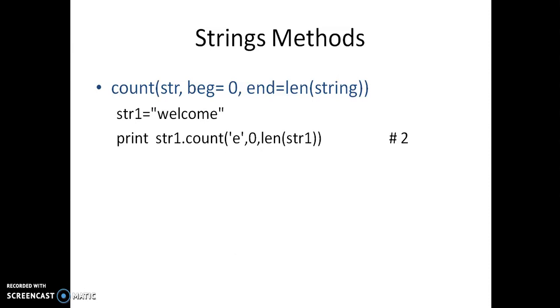Here the beg and end parameters are optional parameters, which we can also call default parameters. Beg already has a default value 0 and end has the default value len of string. So these two parameters we need not give if you want to count the required character throughout the string. If it is required to be counted in a part of a string, then we can give the beg and end parameter values. Otherwise, we can leave them optional. We can just give str1.count of e only.